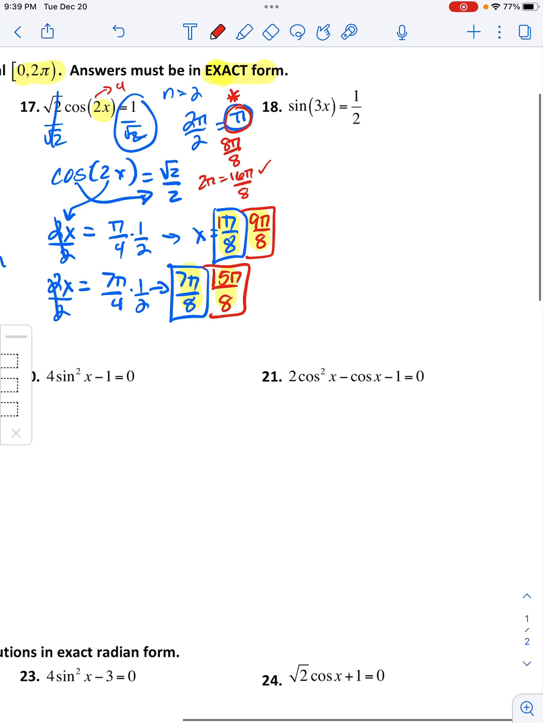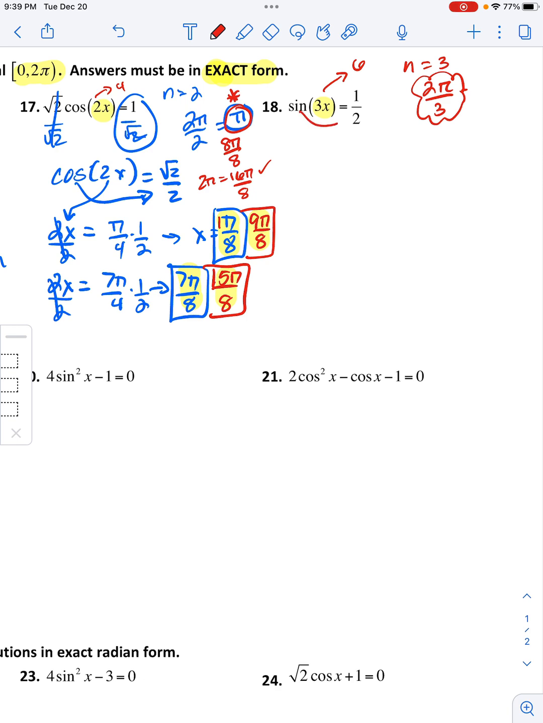Hopefully that makes sense. This one is also a multiple angles situation. I'm anticipating 6 answers. My n is 3. It's a sine problem, so the normal period is 2 pi. Dividing it by 3, this is what I'm going to be adding. That's the spacing between my answers. I actually don't have to solve anything.